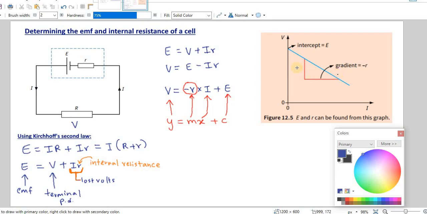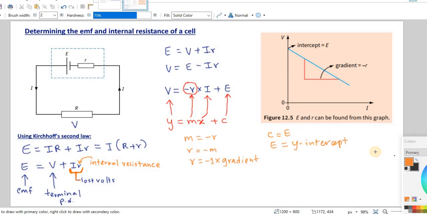So what you can do is, when you plot this graph, you can find the gradient. The gradient will be minus R. So once you find the gradient, which will be negative, and because it is equal to minus R, you divide by minus 1 and then you get R. So the gradient is minus R. So R is equal to minus 1 times the gradient. Anyway, the gradient is negative, so minus times minus will give you plus. Then the y-intercept is E, the EMF.